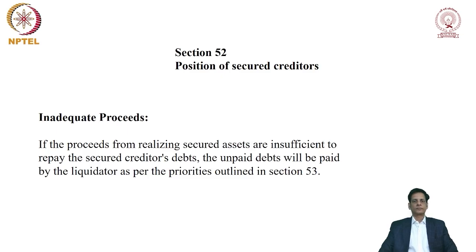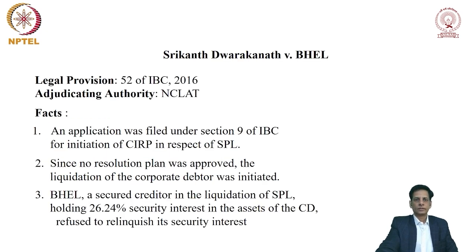So this is section 52 that talks about position of secured creditor and gives him choice to either be part of the liquidation proceedings or walk away with his asset. To understand this clearly, we have Shrikant Dwarkanath versus BHL. In this case, what happened? It's a case that went to NCLAT and the section 52 of IBC was in discussion.